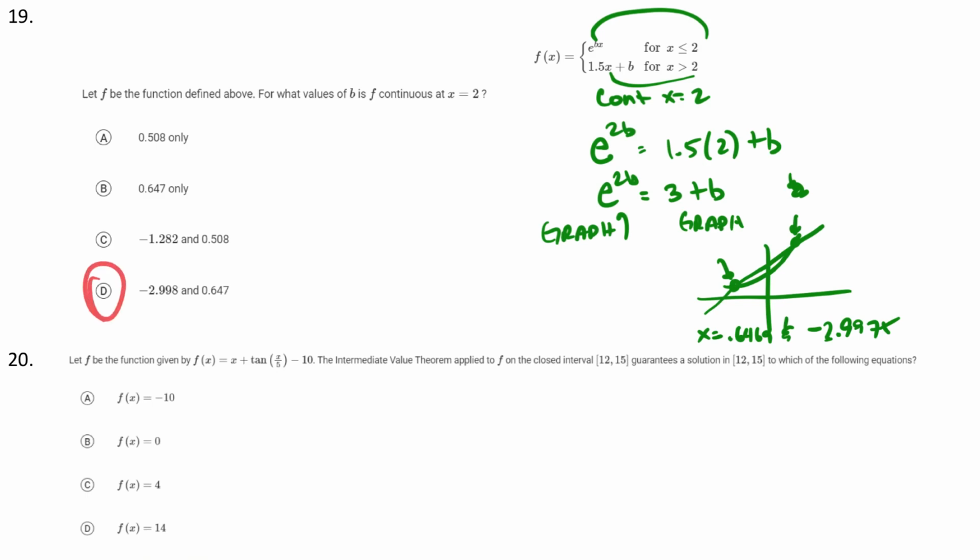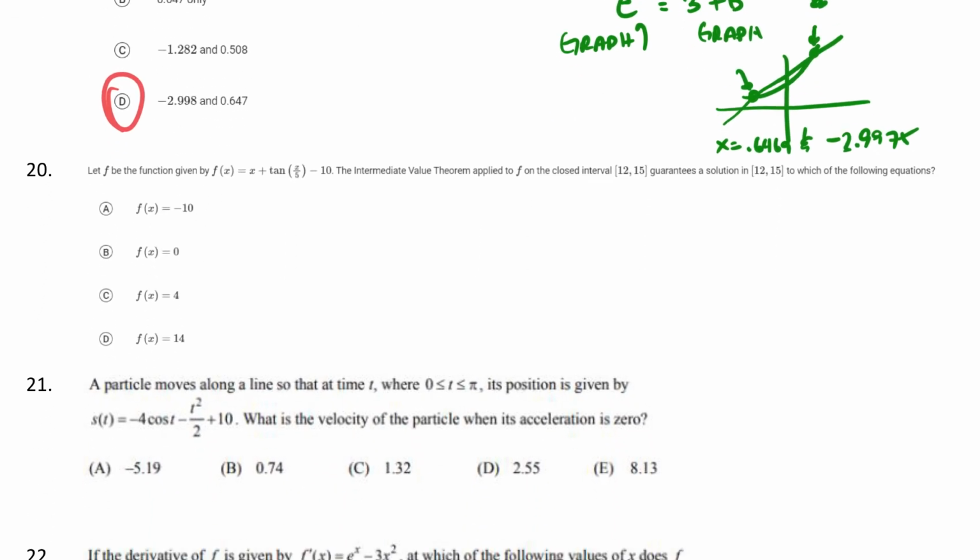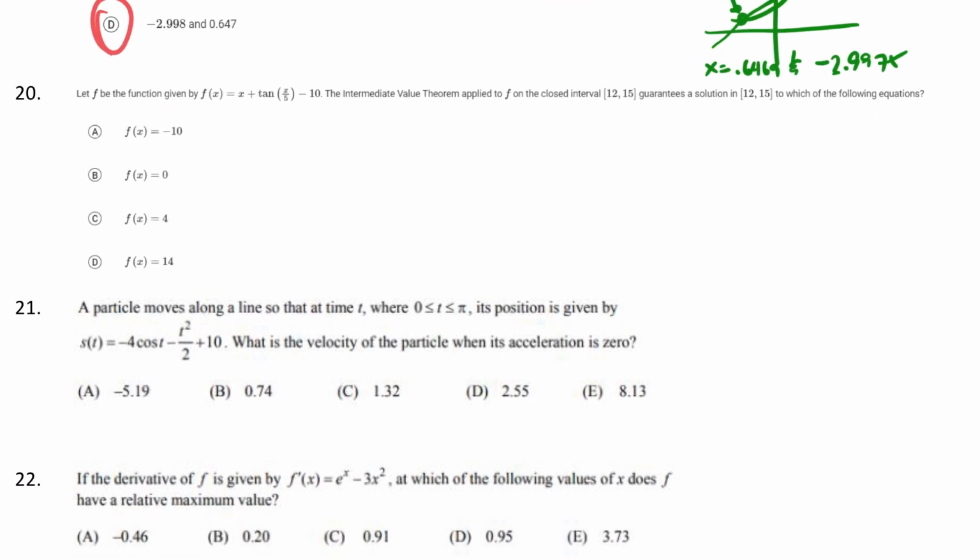All right, moving on to the next one. A lot of these seem like we have to solve with graphing. Okay, this one says, let f be the function defined by that. The IVT applied to f on a closed interval from 12 to 15 guarantees a solution to which of the following equations? Okay, so we're going to apply IVT to this. So let's go ahead and graph this, and just graph this region from 12 to 15.